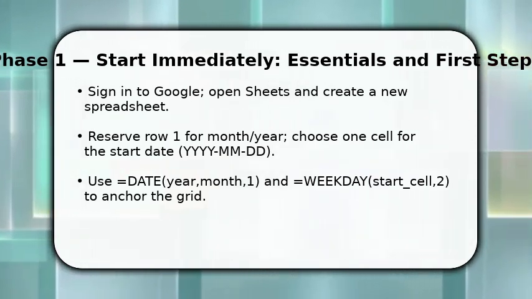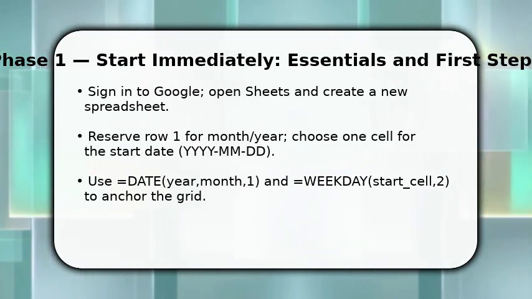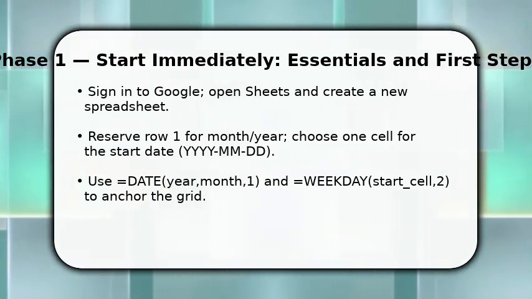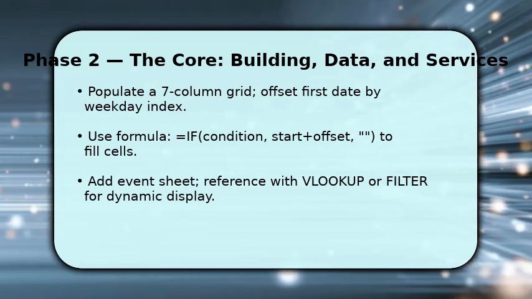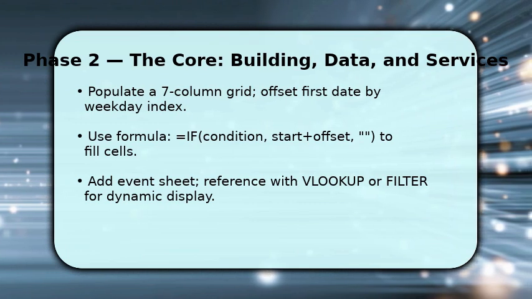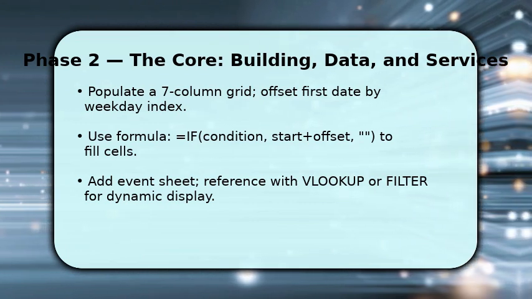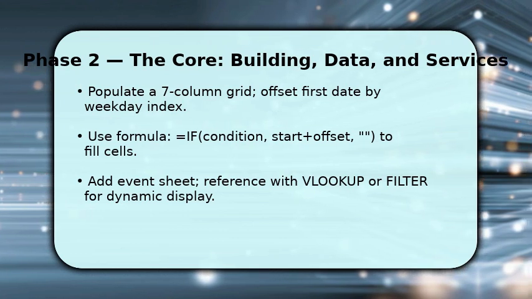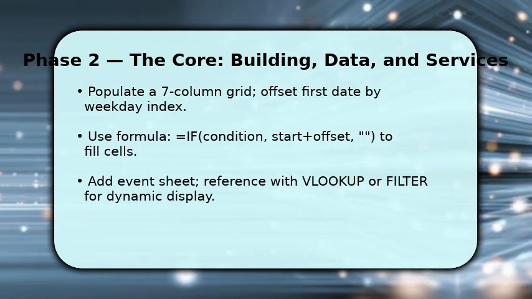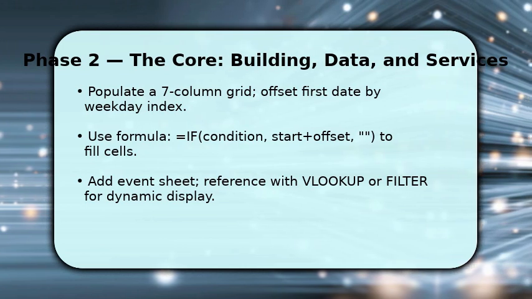Once done, prepare a 7-column header for weekdays and reserve space for event data. You now fill the calendar grid using formulas that offset the start date by row and column indices so each cell shows the correct date. For example, use =IF(start + offset <= end of month, start + offset, 0), so blank cells appear outside the month.